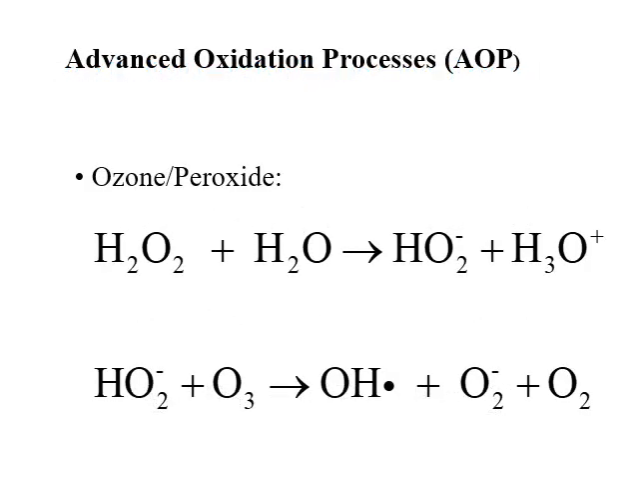Students, these are some examples of advanced oxidation processes. The first is the ozone-peroxide process. The ozone-peroxide AOP is the one in which ozone and hydrogen peroxide are both used together to generate hydroxyl radicals. In such a process, hydrogen peroxide reacts with water molecules and forms a hydronium ion and HO2 ion. This HO2 ion, or hydroxy ion, reacts with the ozone to generate the hydroxyl radicals.